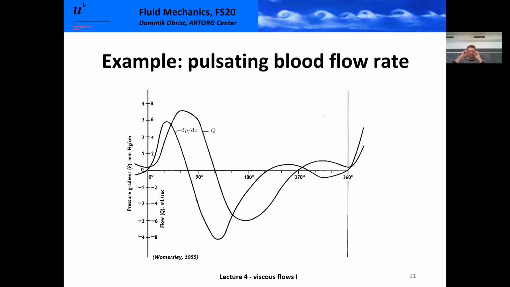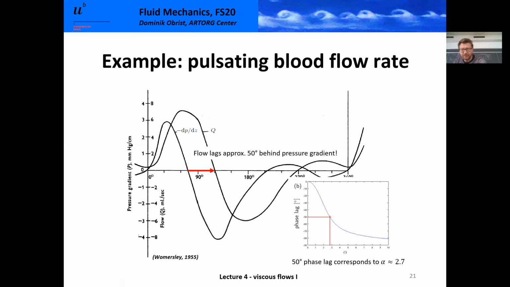Yes, this is an example. Actually, it's the original paper by Womersley in 1955 who developed this solution. He measured blood flow and pressure gradient in an artery of a dog, I believe, in the femoral artery of a dog. One curve is the pressure gradient, the other curve is the flow rate. And we see there's a phase lag between pressure gradient and flow rate. The flow rate lags somewhat behind the pressure gradient.